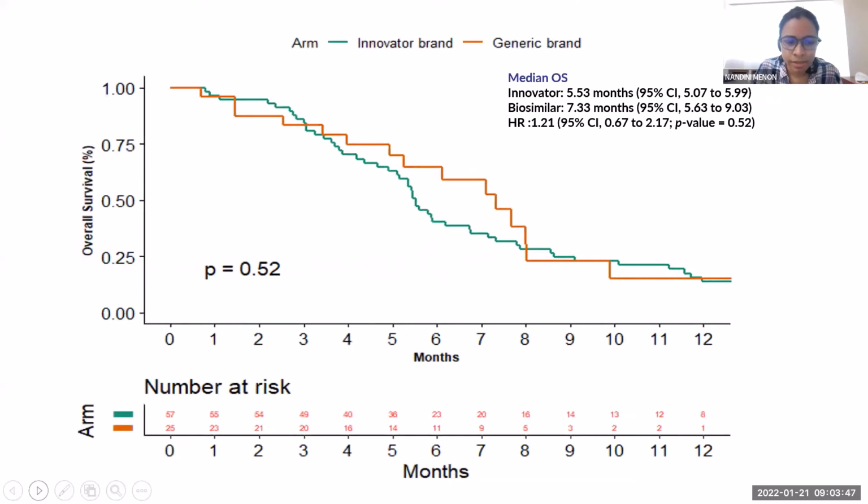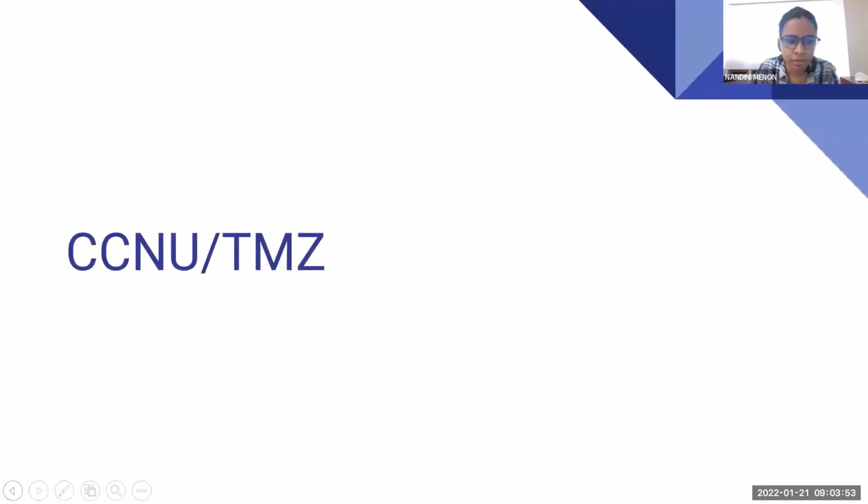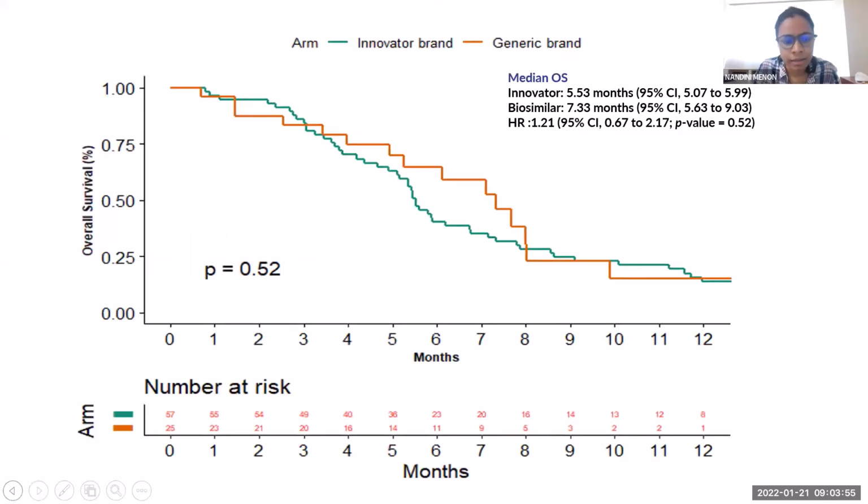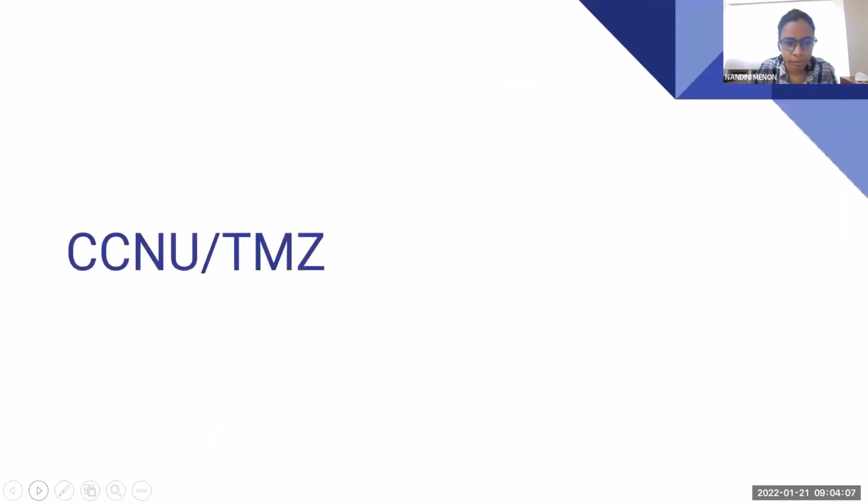This was some data from our center on whether biosimilars or the innovator makes a difference. It did not make a difference in overall survival. And other than Avastin, which was the innovator, there are other biosimilars that have also got approval from the FDA for various indications. So the biosimilar bevacizumab seemed to work as well as the innovator.